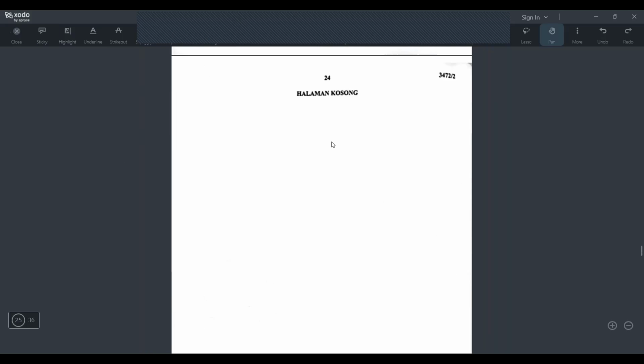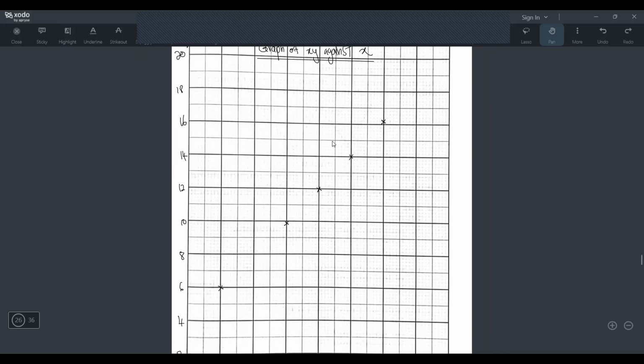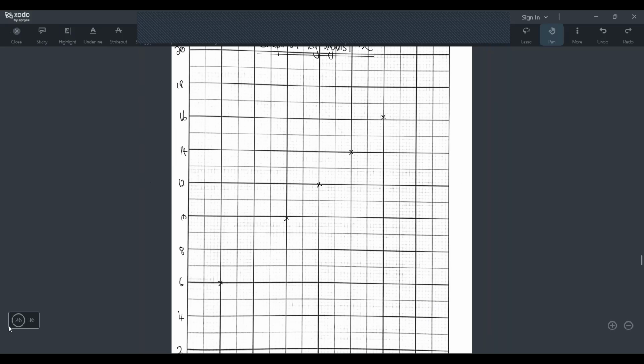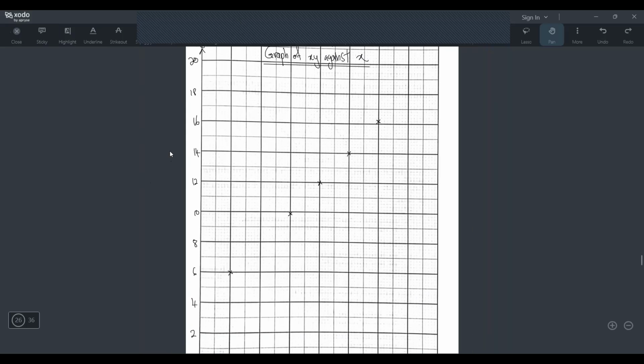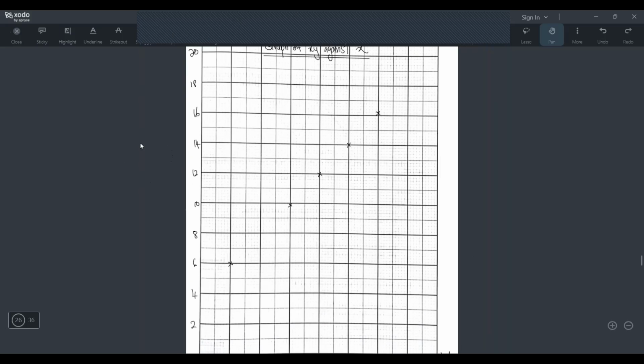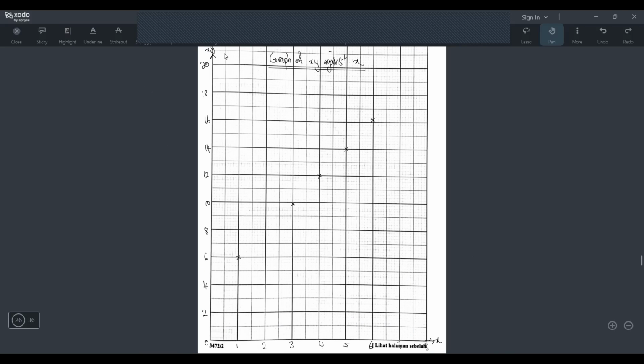The last one is 8, 20. Okay, 8, 20. Okay, let's make it smaller so you can see it. So okay, even smaller. Okay, like this, you can see it already. So 16.2, and then the last one is 8, 20. 8, 20, I think it's here.